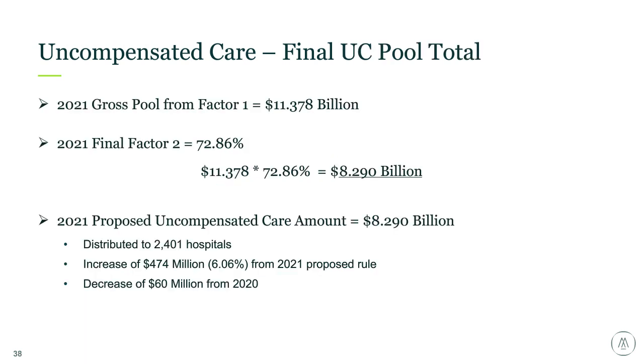So to get to that final UC calculation, you then apply the 72.86% uninsured rate to that 11.78 Factor 1 to derive an uncompensated care pool of $8.29 billion. And that'll be distributed to around 2,400 qualifying hospitals. So this actually represents a $474 million increase, a little over 6% in total compared to the proposed rule. However, in the end, the 2021 final rule UC payment is a $60 million decrease compared to 2020.